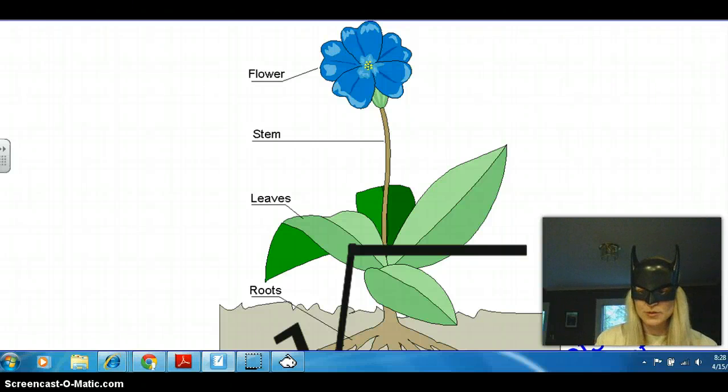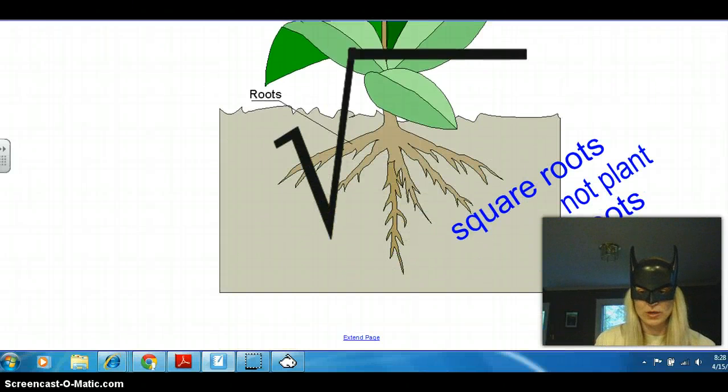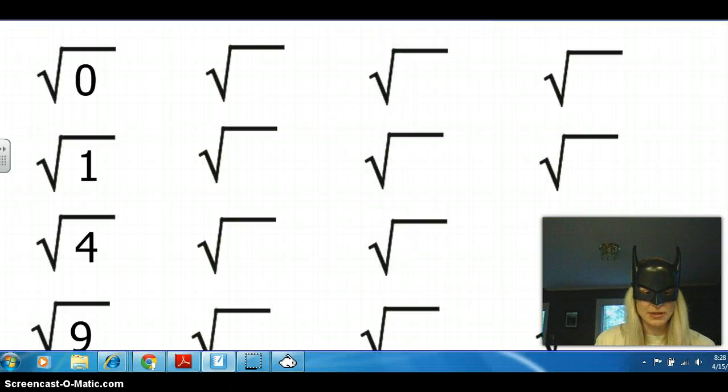Okay, so today we're going to do square roots, not plant roots, in our lesson today. And we're just going to remind you about square roots. We want to remember that these are perfect squares. Perfect squares means the number times itself equals that.